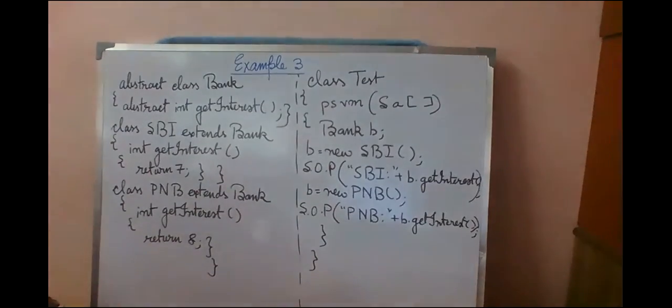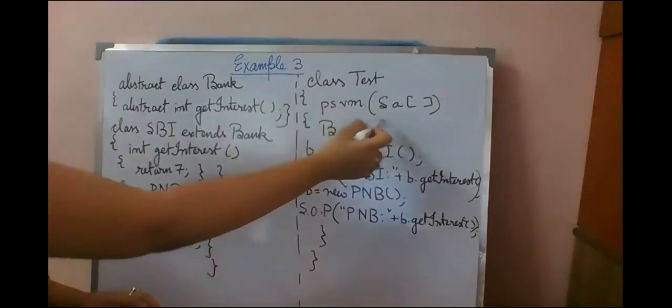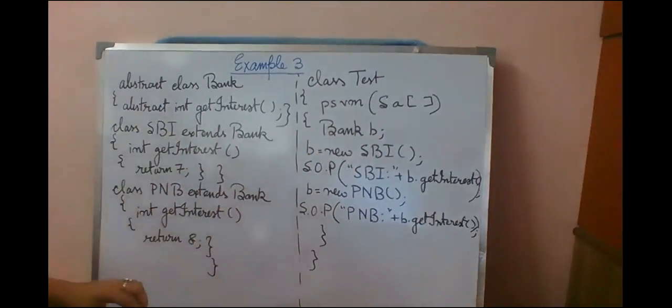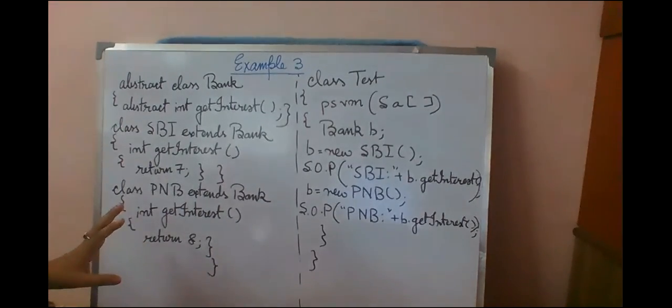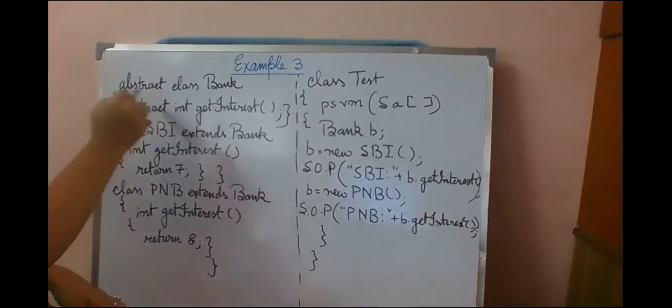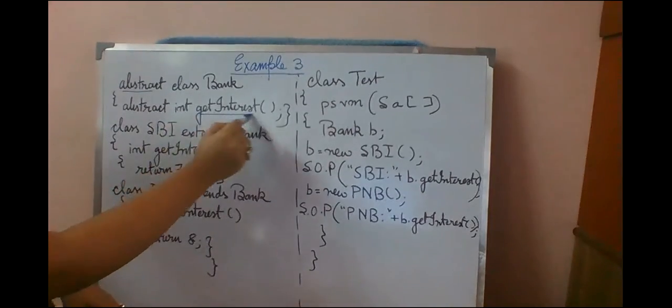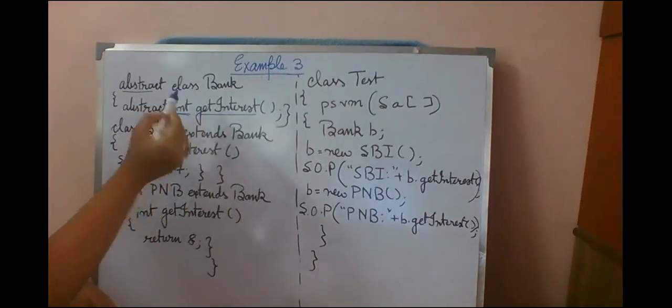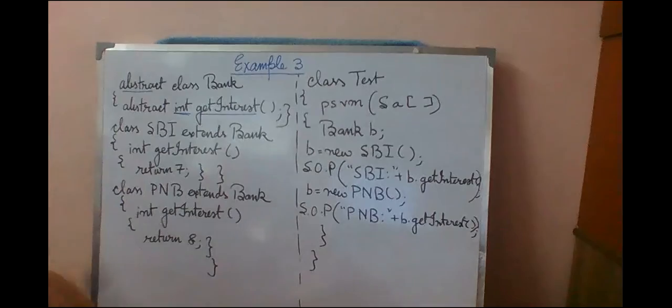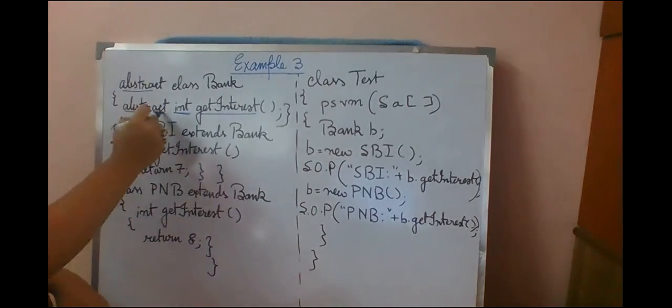So this is our third example. The only difference is in this particular line and this particular line. I have taken this example to show you that not only can we create abstract methods of return type void, but we can also create abstract methods of any particular return type. So inside abstract class Bank, we have created a method getInterest, which has a return type of integer, and it is an abstract method.